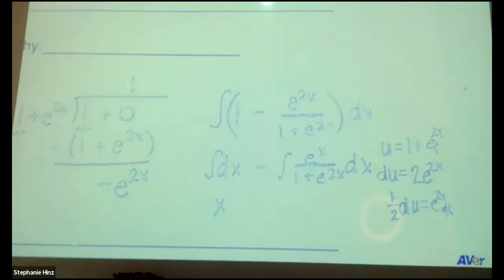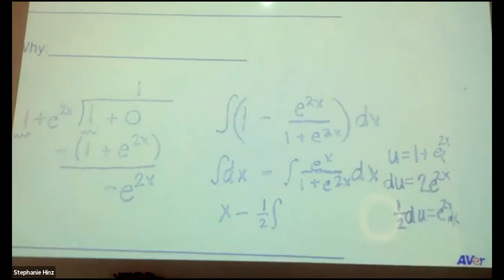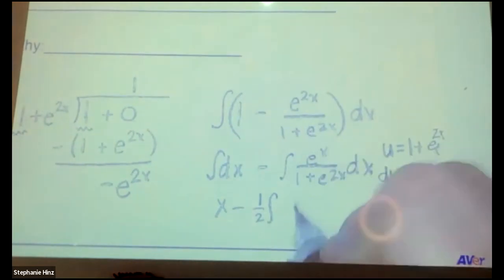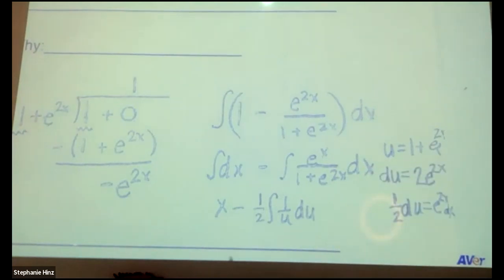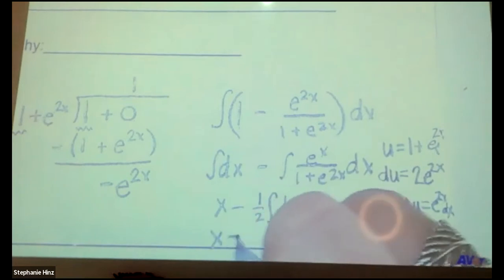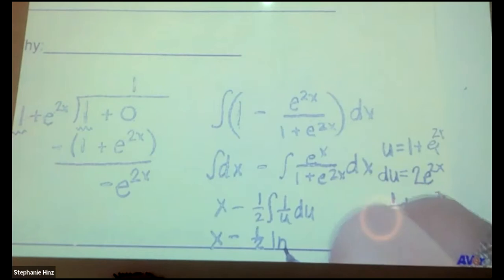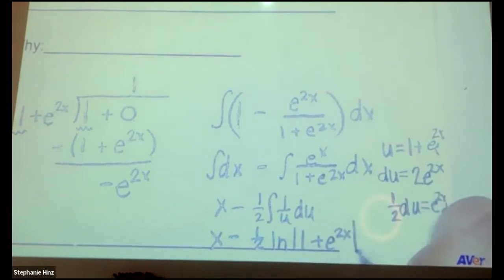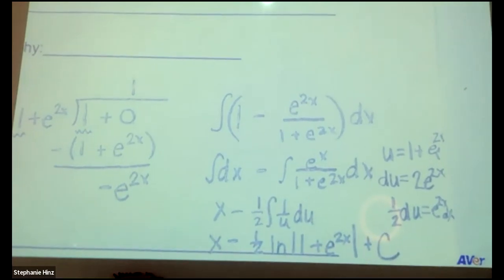So now I'm going to integrate, and this will be minus 1/2 times the antiderivative of 1 over u du. And I kind of did what I never do: I integrated this part and haven't done this one yet. So I end up with x minus 1/2 the natural log absolute value of 1 plus e to the 2x, plus c. And so that is choice letter D, if you look back.